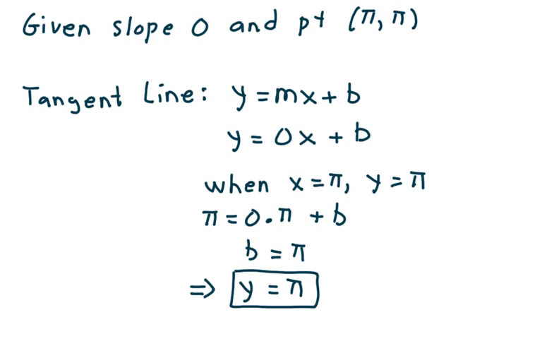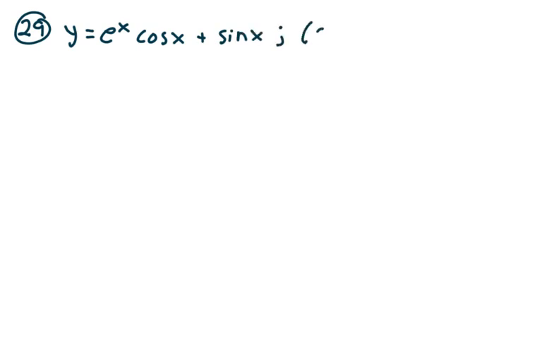And that's how we do problem 28. If we take a look at 29, suppose y equals e to the x times cosine x plus sine x. And the ordered pair here is (0, 1).